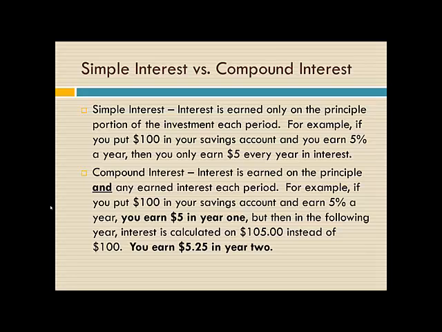because it's just simple interest on the money that you have put in there to save, the principal portion, and it is not interest on interest, which would be compounding interest. Interest is earned on the principal and any earned interest each period. For example, if you put $100 in your savings account and earn 5%, you're going to earn $5 in year one. But if you don't take that $5 out, then in the following year your interest is calculated on $105, which means you'll earn $5.25 in year two.